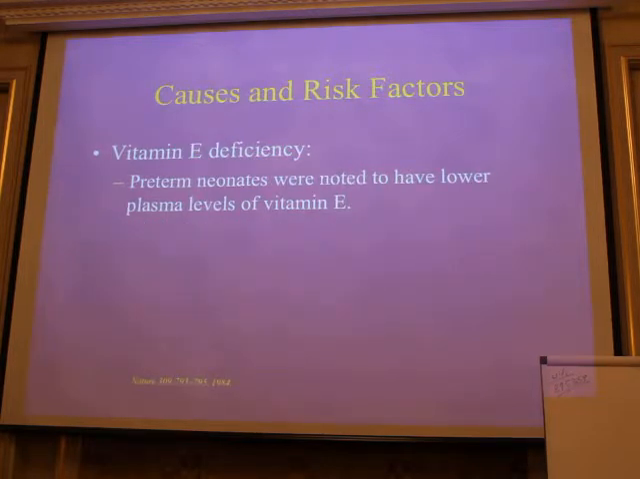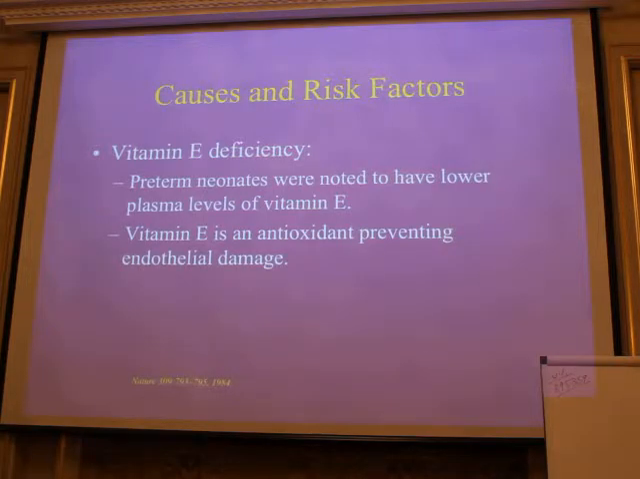Now, vitamin E is an important story, but unfortunately, it was a disappointing one because we had a trial trying to see if vitamin E supplementation decreases the risk. Preterm neonates were found to have low plasma levels of vitamin E, and vitamin E is a known antioxidant that prevents endothelial damage. So we tried it in mice with the ROP model.